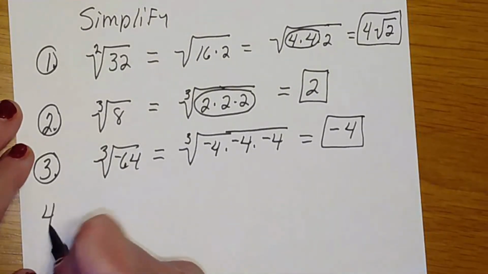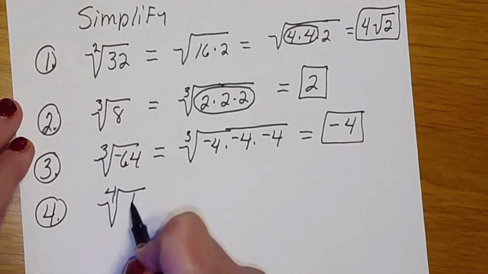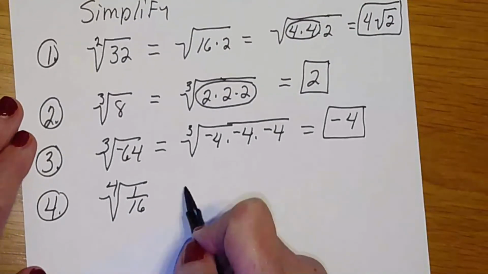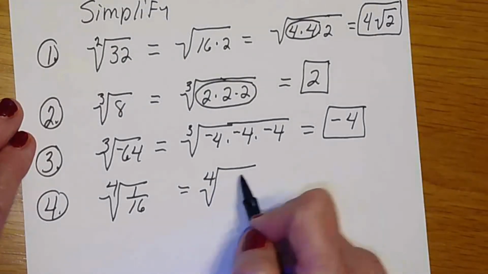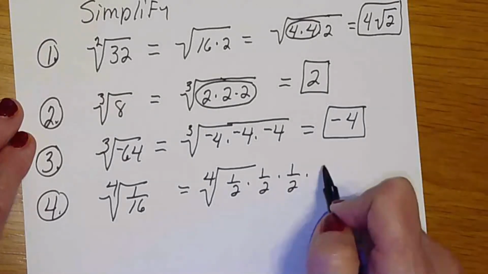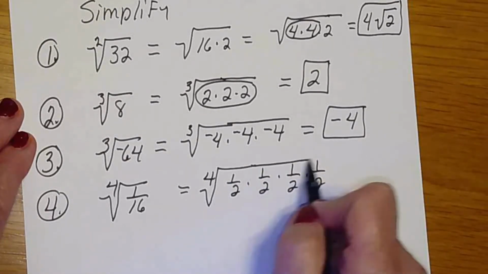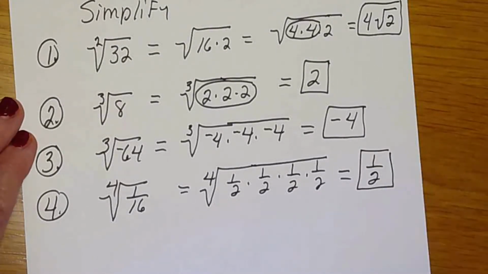Let's look at number 4. If I have the fourth root of 1 over 16, then that's going to be equal to the fourth root of 1/2 times 1/2 times 1/2 times 1/2. So there are 4 of them. So that's going to give me 1/2. For every 4, then, they come out as 1.